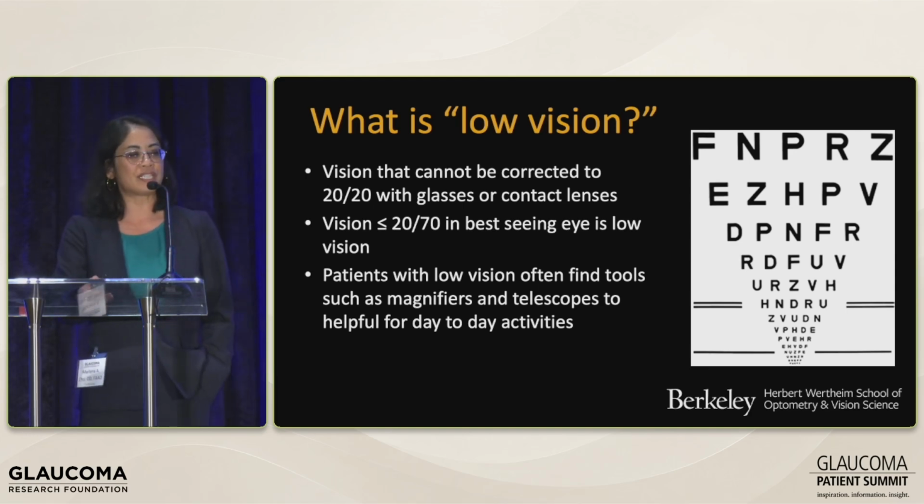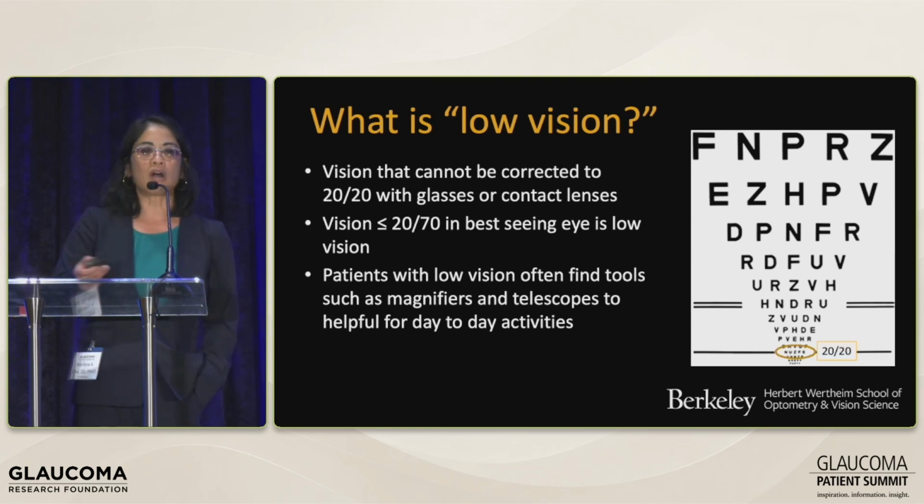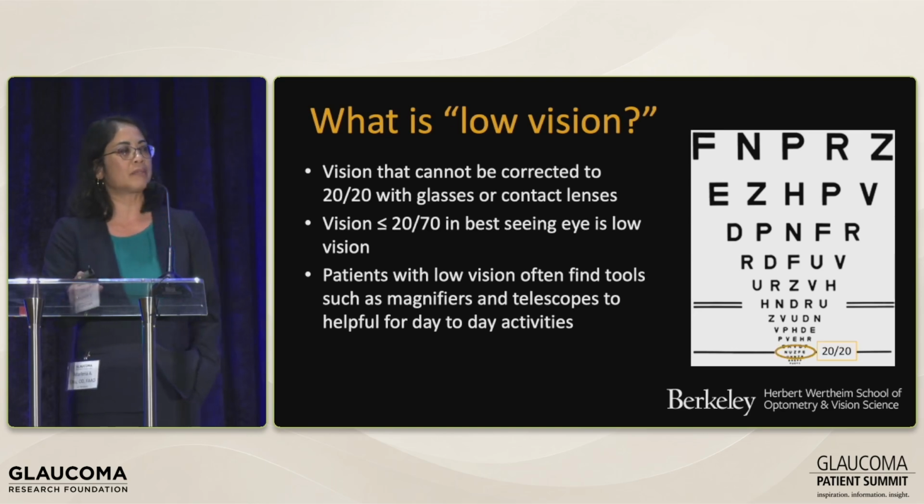Low vision is considered when we cannot correct your vision to the typical vision of 20/20 with glasses or contact lenses. On the right-hand side of this slide, you'll see a high contrast visual acuity chart. And dependent on where you are from this chart, perhaps at the bottom here would be the equivalent of 20/20.